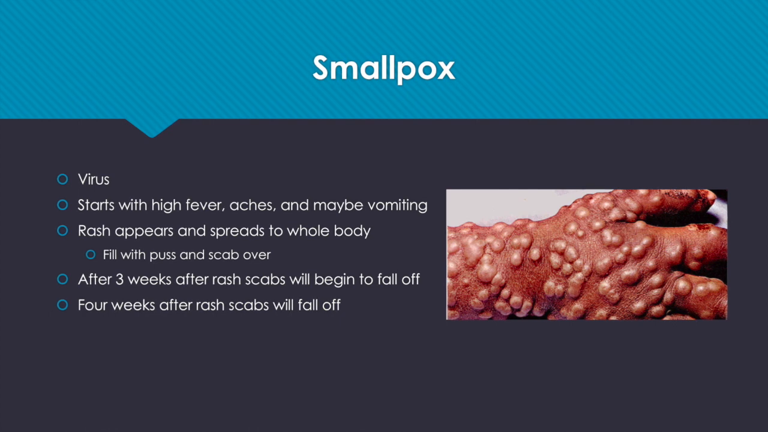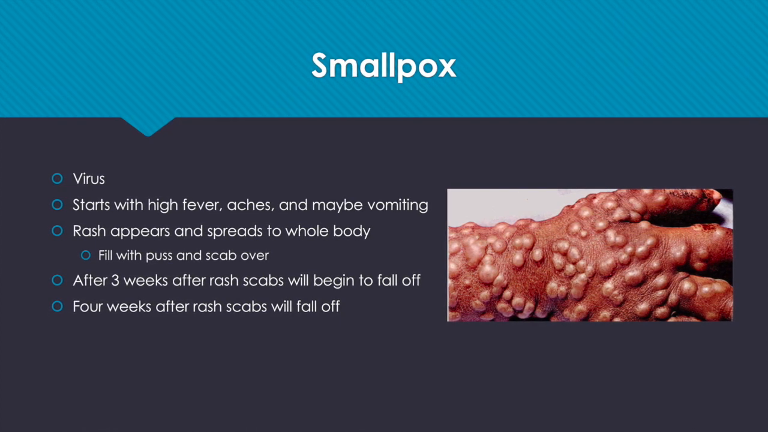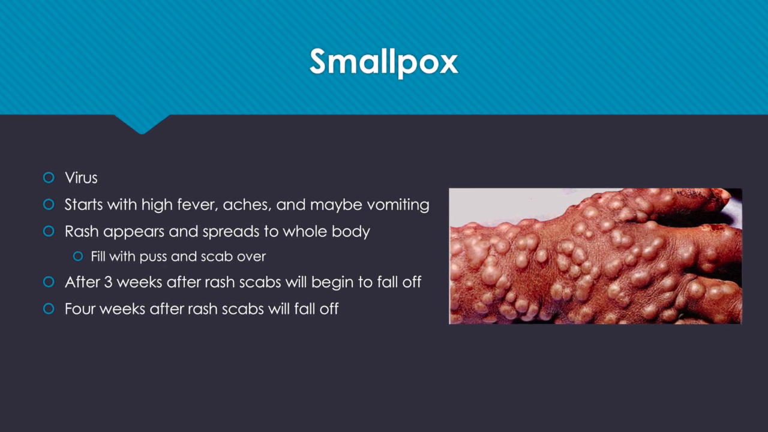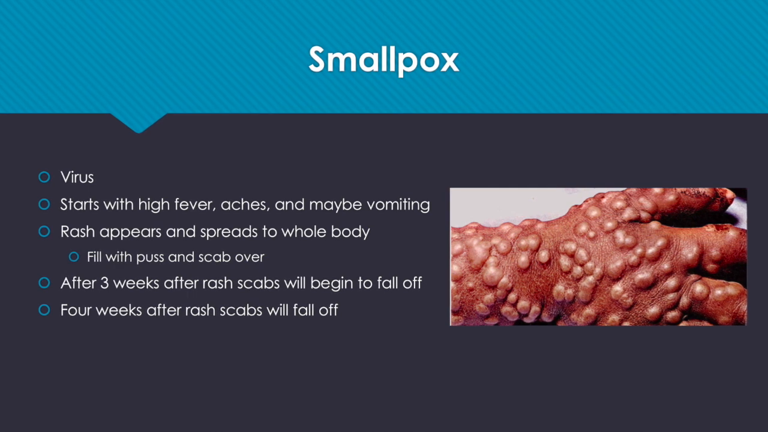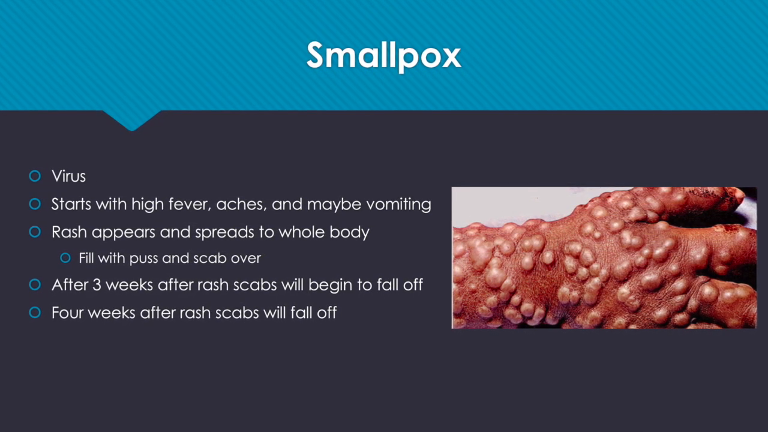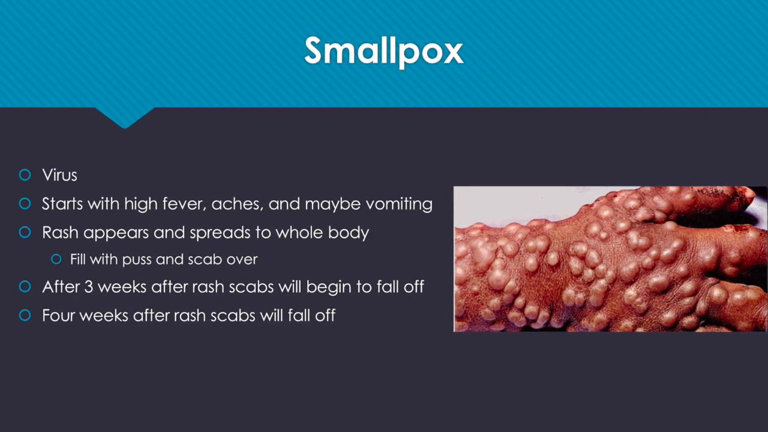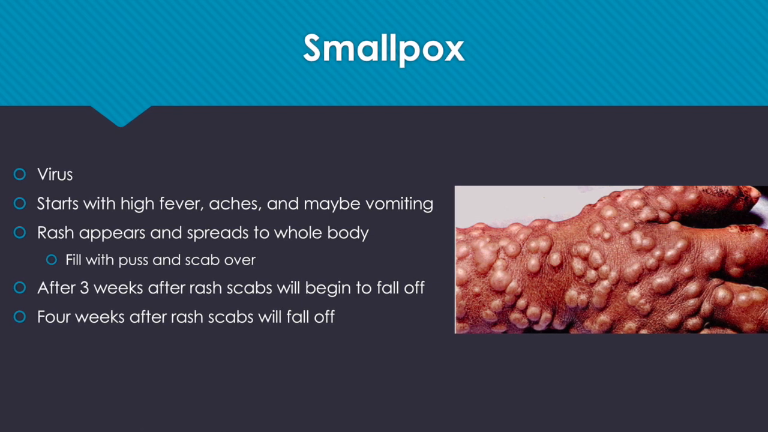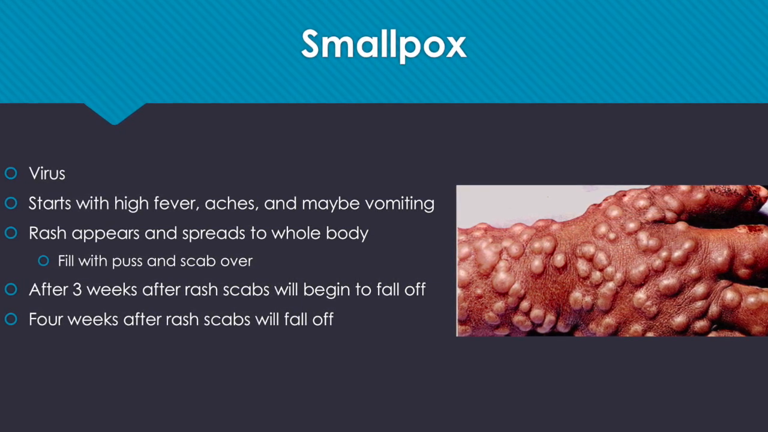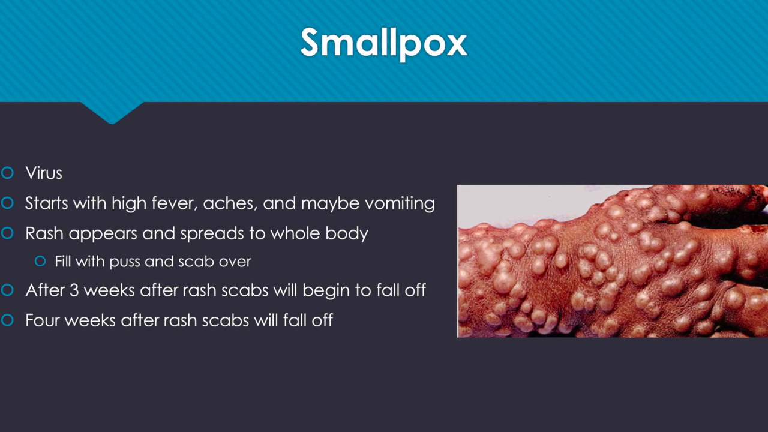Smallpox is a virus. It starts out with a high fever, aches, and maybe vomiting. A rash begins to appear on the tongue and quickly spreads throughout the whole body within 24 hours. The rash will begin to fill with pus and they will scab over. After 3 weeks, after the rash appears, the scabs will begin to fall off. And after 4 weeks, the scabs will be completely off and you will be cured from the disease.